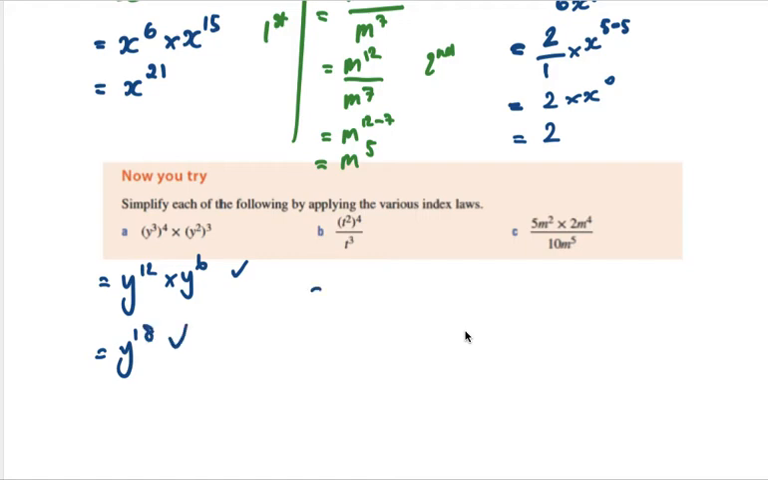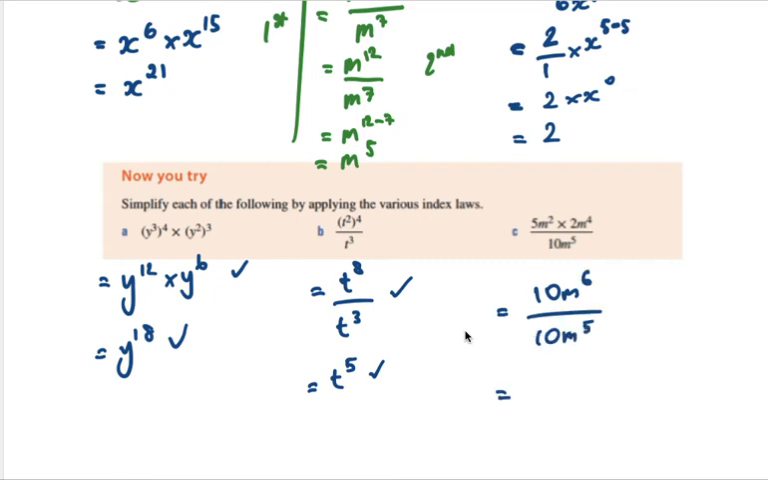The next one, we use the third index law, t to the 8 on t cubed, and then we use our second index law to make that t to the 5. The very last one, we've got 5 times 2 is 10, m squared times m to the 4 is m to the 6. On the bottom, 10m to the 5. The 10s cancel, and we've got m to the power of 1, which we express simply as m.